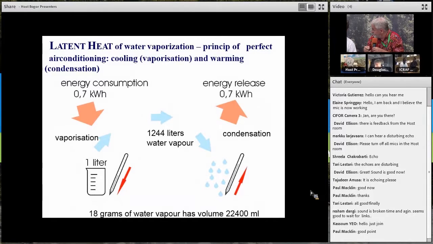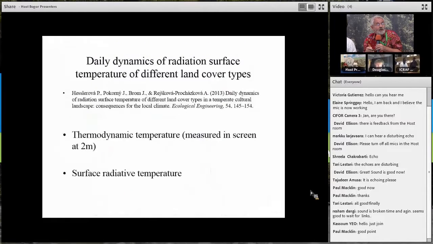So condensation produces energy, whereas vaporizing takes energy, and I think that's partly linked to what Douglas was talking about in the previous talk. Well, these things are not particularly new. They have been understood for quite a while, and when we go back to the thermodynamic analysis of the past, we can see that temperature and water are directly linked, but it has not yet been fully applied to land cover types and land cover surfaces.